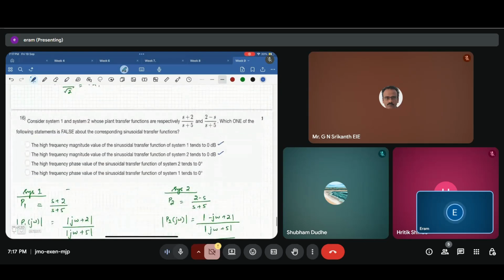Okay, so this last option is correct because at high frequency the transfer function phase goes to 0 degree, so this is correct. But for 2 it is going to minus 180 degree, so this is not correct. Okay.